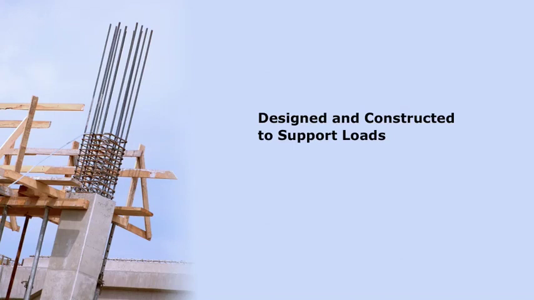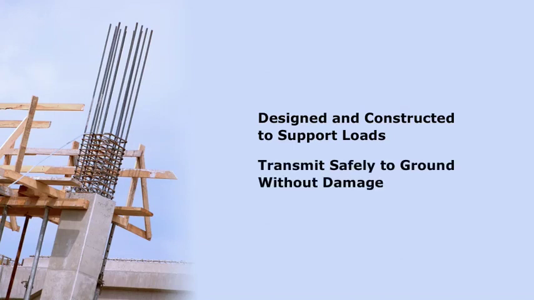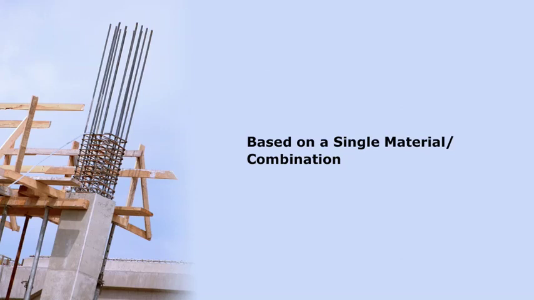The structural system of a building is designed and constructed to support the loads applied to the building, as well as to transmit them safely to the ground without damaging the building. Some structural systems are based on a single material, such as heavy timber structures. Others combine materials. For example, structural steel. Framed buildings often have horizontal steel beams and vertical steel columns, along with horizontal floor planes of steel and concrete.